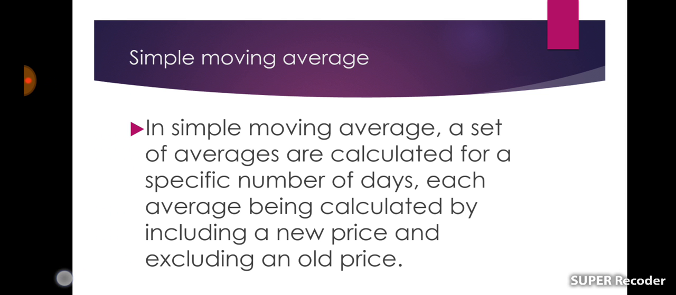Simple moving average. An average is the sum of the price of a share for a specific number of days divided by the number of days. In a simple moving average, a set of averages is calculated for a specific number of days, each average being calculated by including a new price and excluding an old price. Thus, the average moves over time.